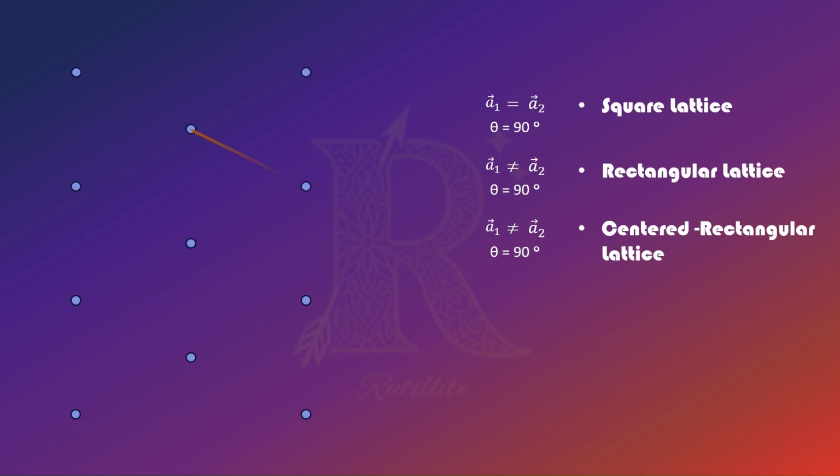Number 4. Hexagonal lattice. Here, a1 is equal to a2. Both sides are the same, but the angle between them is 120 degrees. This creates a honeycomb-like repeating pattern.